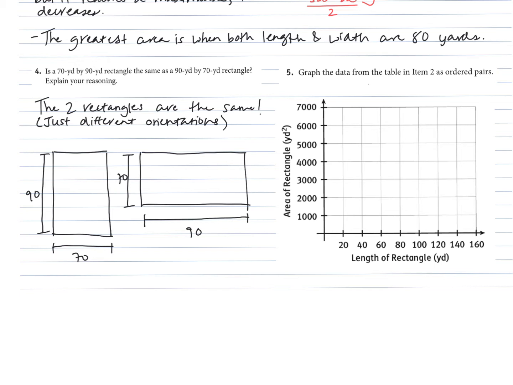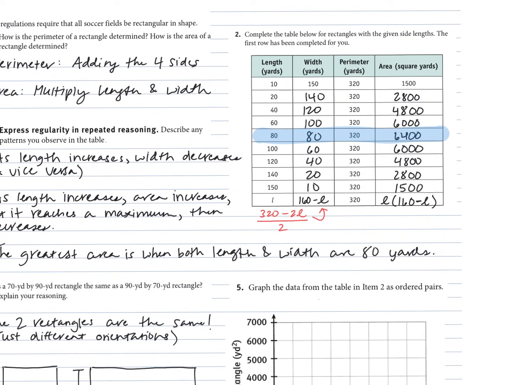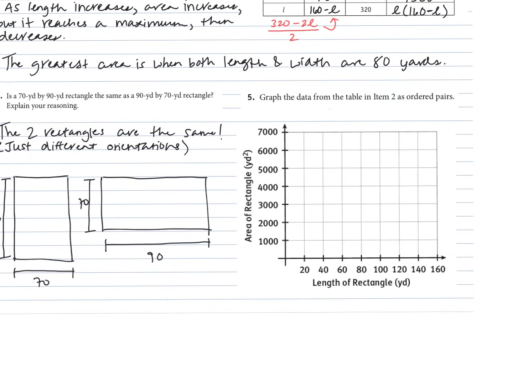Okay, cool. Looking at number 5 now, we're going to do a really fun part of this lesson. It wants us to graph the data from our table above. So we got to go up above, maybe look at it right up here, and then we're going to use some of these columns as ordered pairs. So let's look down at our graph here.